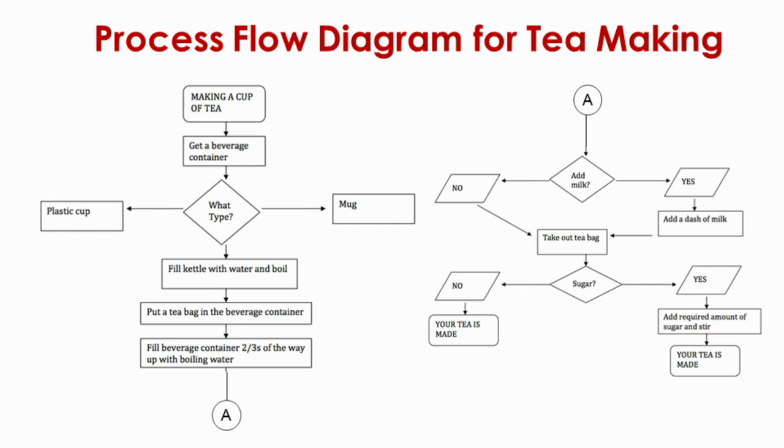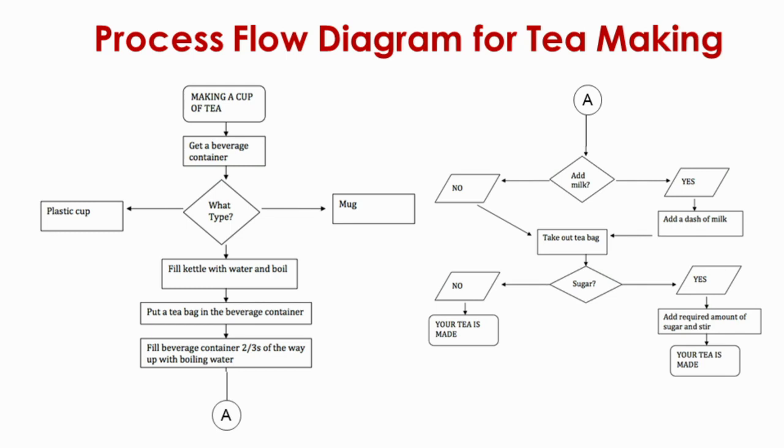Now, before we go into much detail of the process flow diagram, let's understand, there are different simple things which we can put into terms of process flow. So in this case, tea making. So what is the process flow? Making of a tea, then get the container, what type of container you need, whether it's a plastic cup or whether you need a mug, then fill the kettle or the pot with the water, boil it, add some tea, sugar, and do you need milk? Yes or no? Then do you want to add sugar? Yes or no?